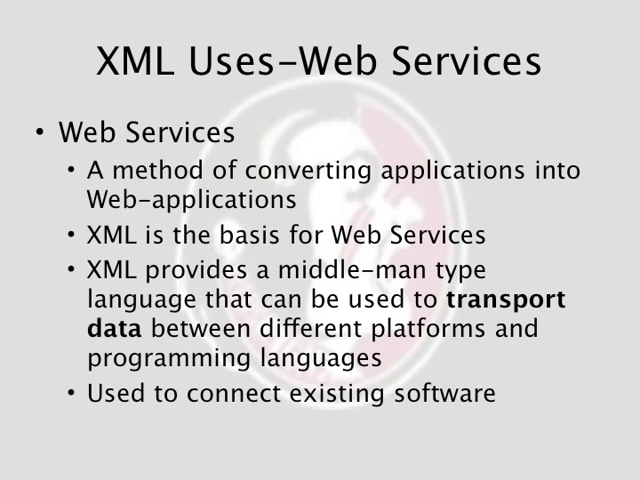XML basically provides a middleman type language that can be used to transport data between different platforms and programming languages. So if you have a site that's written in .NET or an application that's written in .NET programming, and I have one that's written in Java, they'll still be able to communicate with each other with the use of XML to transport data in between them. It's used to connect those existing softwares.